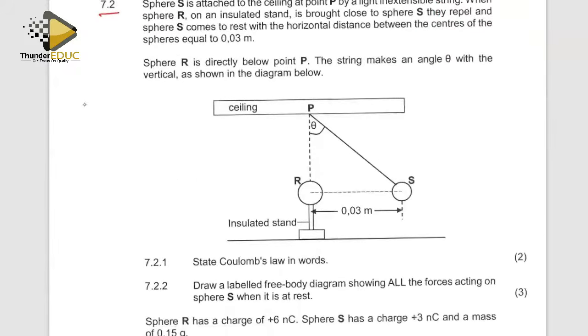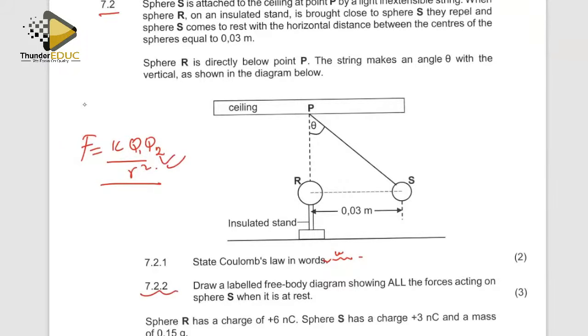Then 7.2, there is sphere S that is attached to a ceiling, and we have all that information. State Coulomb's law. So Coulomb's law simply tells us that the electrostatic force between point charges is directly proportional to the product of the charges, and inversely proportional to the square of the distance between them. That is what we have there, okay?